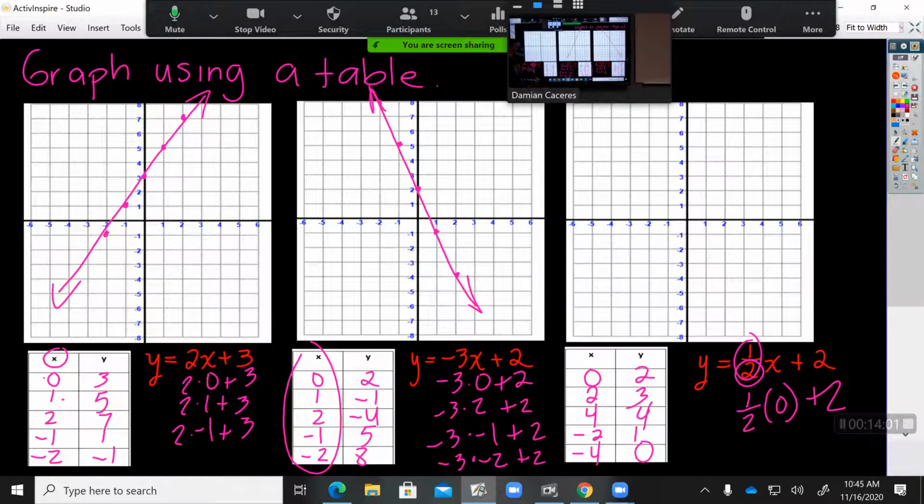Now, before I plot those points, can anyone tell me what the y-intercept is for this equation? Without graphing it, just looking at the table, who can tell me what the y-intercept is? Anyone? I'll wait. 2. What? 2. 0, 2. Very good. And what's the x-intercept?